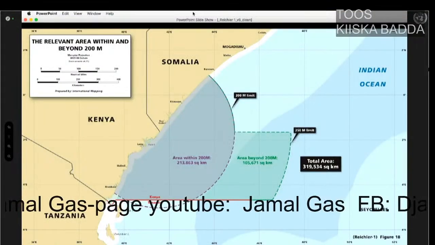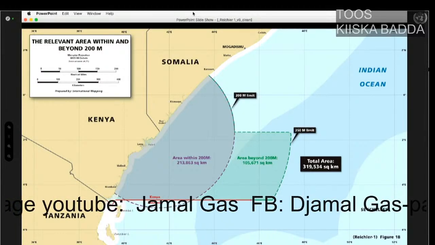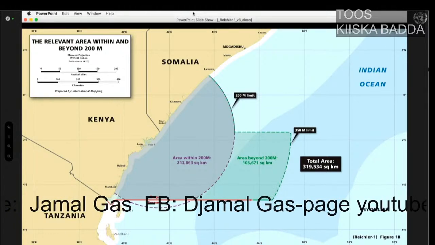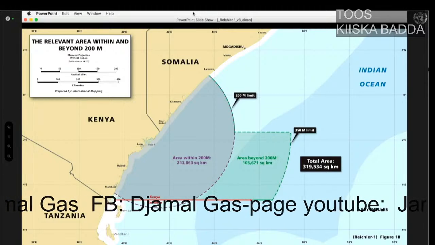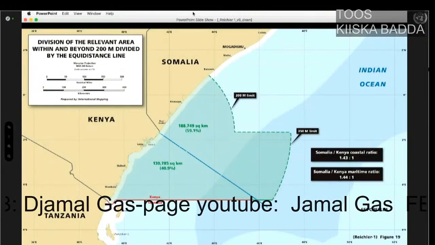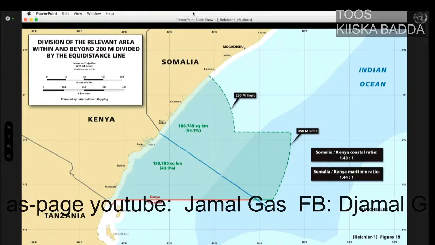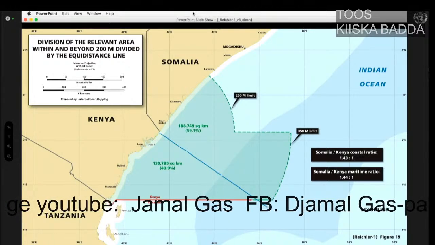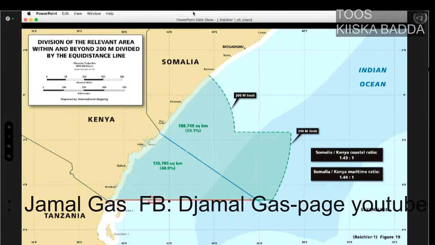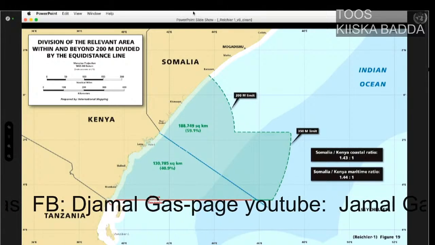This slide shows the relevant area when the area beyond 200 miles, where both parties have submitted overlapping claims to the Commission on the Limits of the Continental Shelf, has been added. Here we have combined the relevant area within 200 miles and the relevant area beyond 200 miles. The equidistance line divides these combined areas by distributing 188,749 square kilometers to Somalia and 130,785 square kilometers to Kenya, as shown here and at tab 62. This is a ratio of 1.44 to 1 in favor of Somalia.